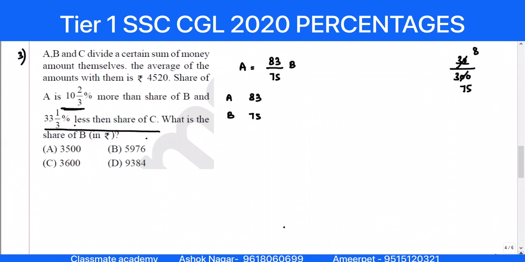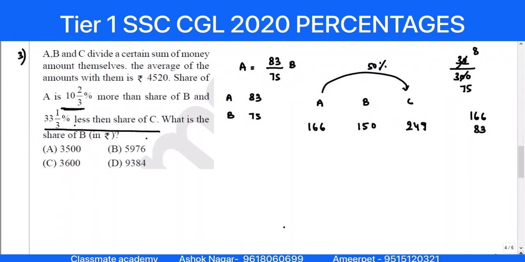If A is 33.33% less than C, then C will be 50% greater than A. So when I want to find out 50%, I'll double the ratio and take it. It will be easy for me to find out 50%. So I'll take it as 166, 150. How much percent more? 50% more. 166. 50% is 83. How much is it? 249.